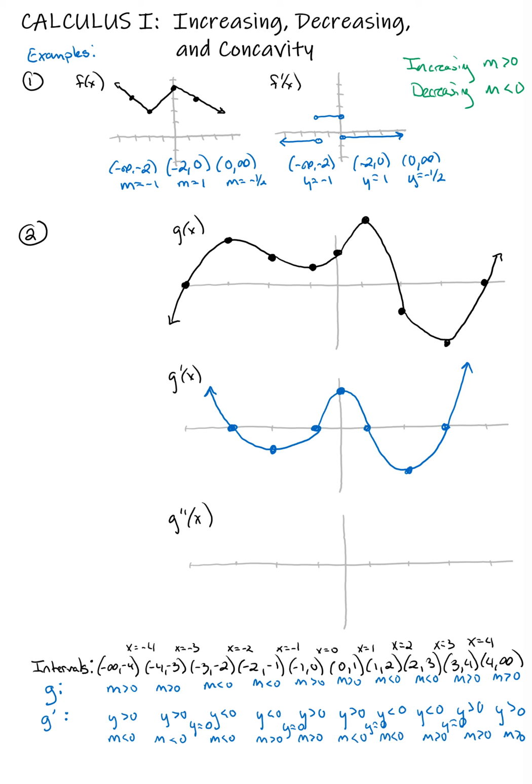All right, so what happens to the second derivative here? Well, this tells me that my y values follow the slope from G prime. Again, the y values on G double prime follow the slope of the y values, of the slopes on G prime.